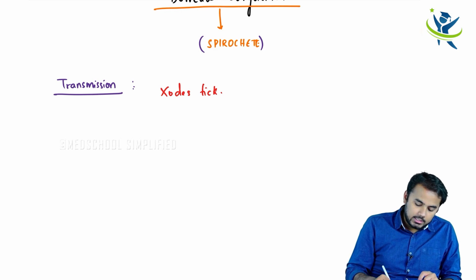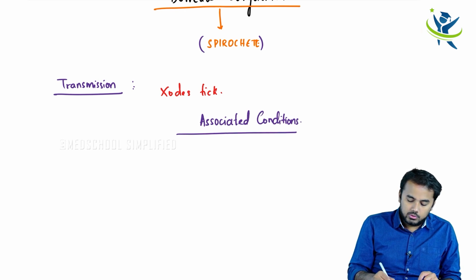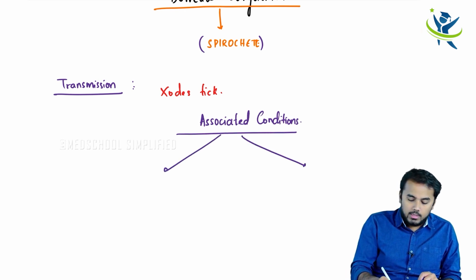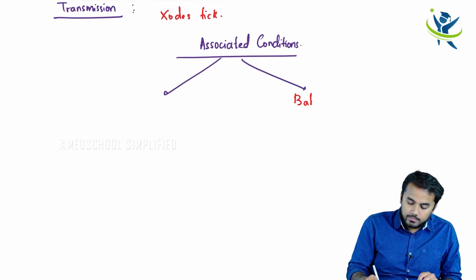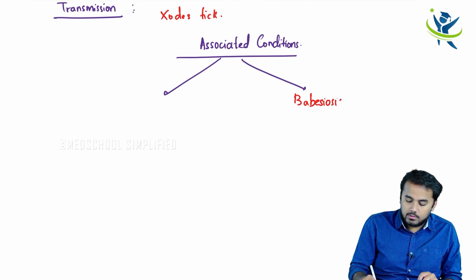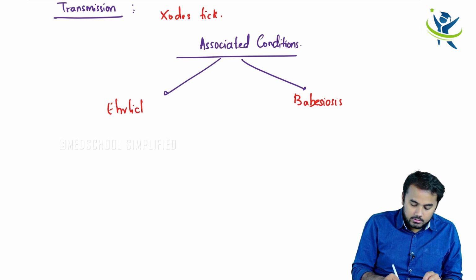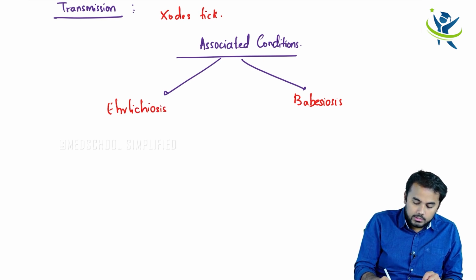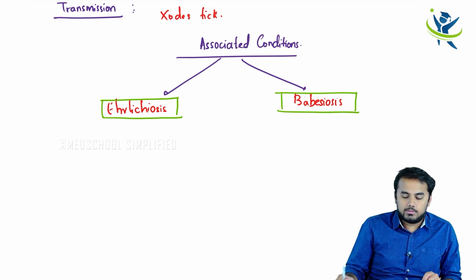So what are the basic conditions that are associated with this? The associated conditions, there are basically two. One is that it causes babesiosis, and the second one is that it causes ehrlichiosis. Two things: ehrlichiosis and babesiosis.